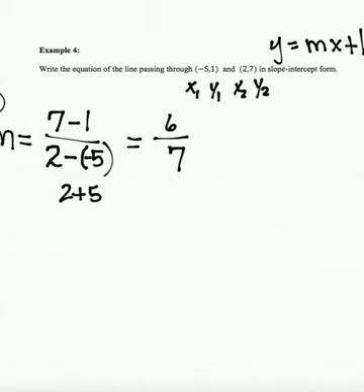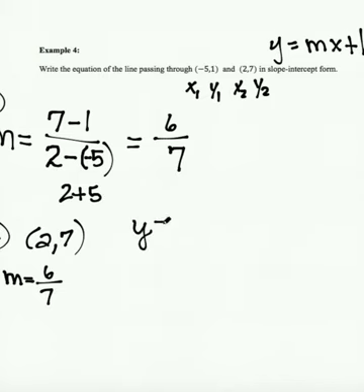Step 2 says, all right, now that I have my slope, I can go ahead and plug it into y equals mx plus b using my slope and either of the points. If they give you 2 points in the problem, you pick your favorite one. I prefer to use the point 2, 7 just because I don't like to deal with negatives. So I'm going to use 2, 7 as my point, and obviously my slope is 6 sevenths. So I'm going to plug those into y equals mx plus b.